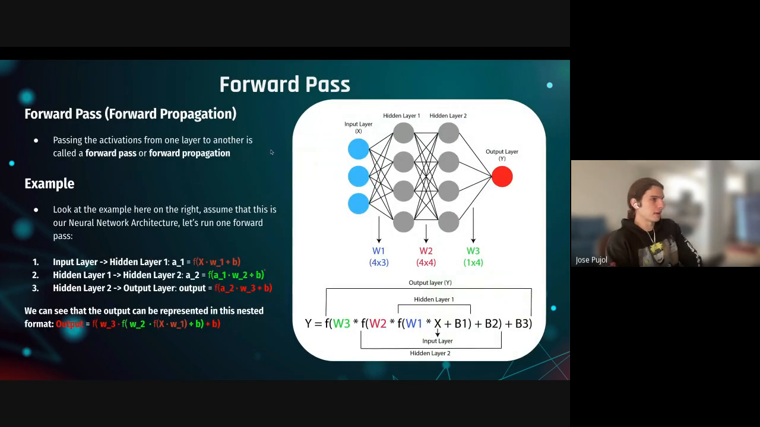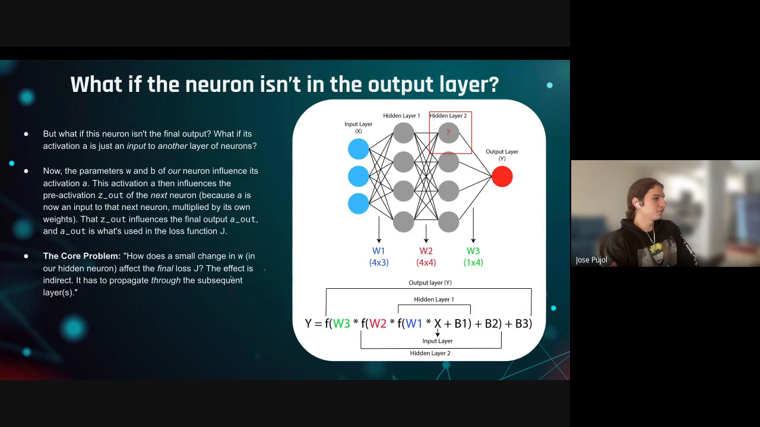So remember the forward pass, forward propagation, where we are just chaining these, like stringing these activations together, right? And it's kind of like a nested function. You're gonna see that this nesting chain here lends itself to the chain rule as well. So what if the neuron is not in the output layer, if it's in the hidden layer?